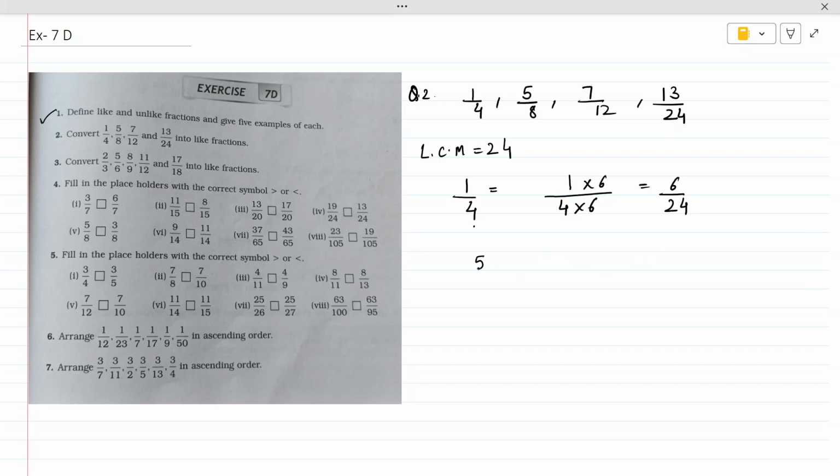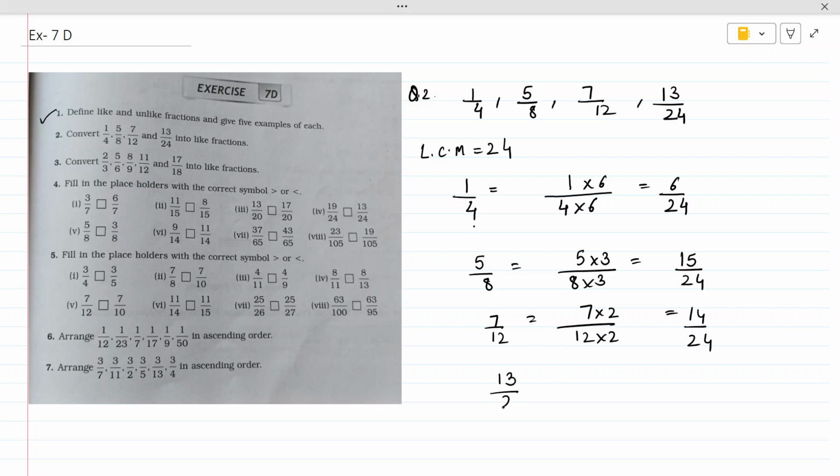Next, we have 5 by 8. So 8 into 3 is 24, 5 into 3 is 15. This becomes 15 by 24. Next one, we have 7 by 12. This will be 12 into 2, 7 into 2. So 14 by 24. And in the last one, there is no change because the denominator is already 24. So this is same.